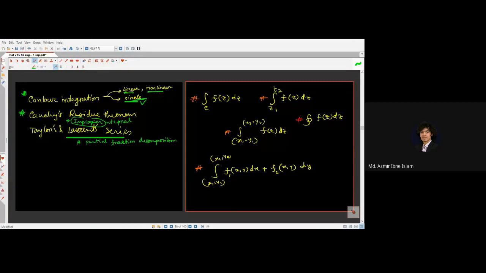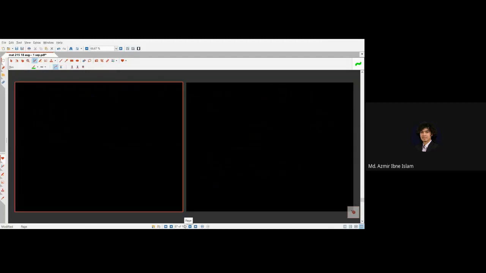So today, our focus will be on Taylor and Laurent series. But before that, we will solve some complicated problems from this part. Then we'll move to the next section, that is Taylor and Laurent series. So just to recall the previous study, let me write one problem here from Cauchy's residue theorem.